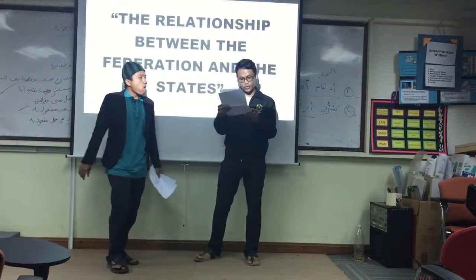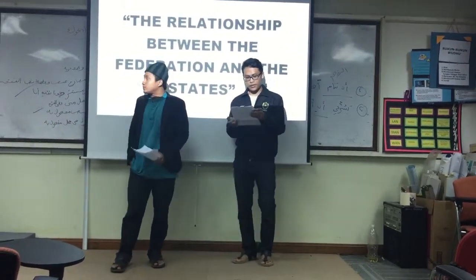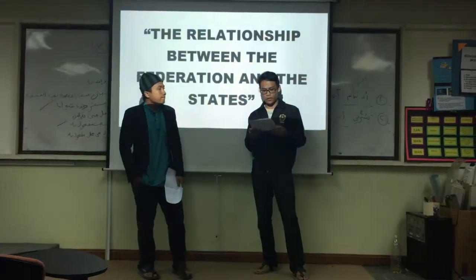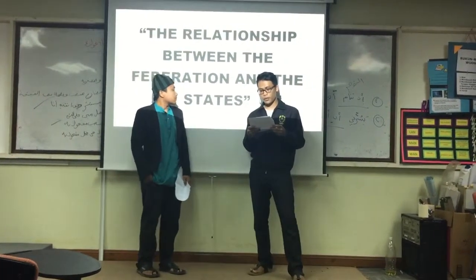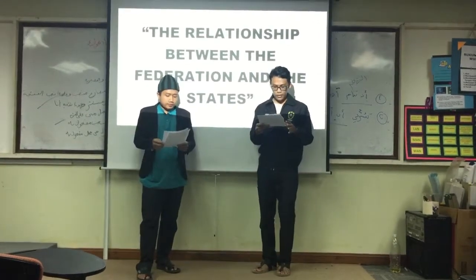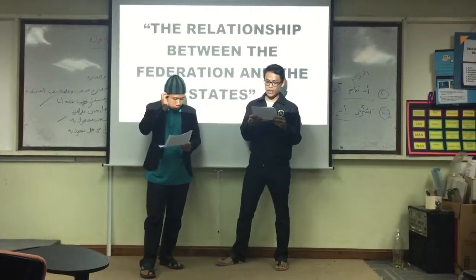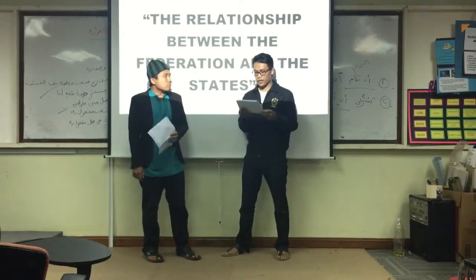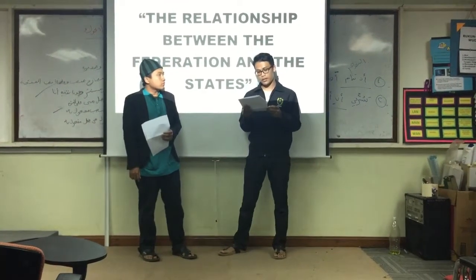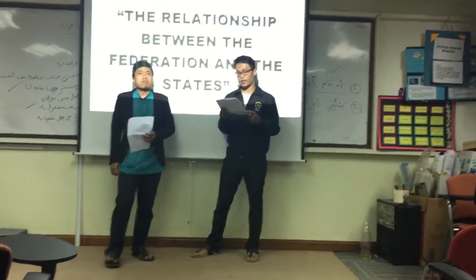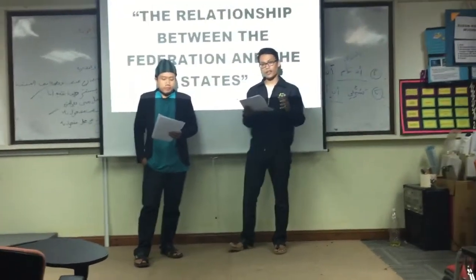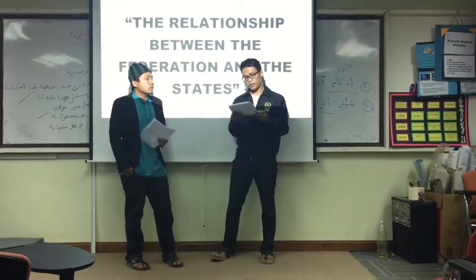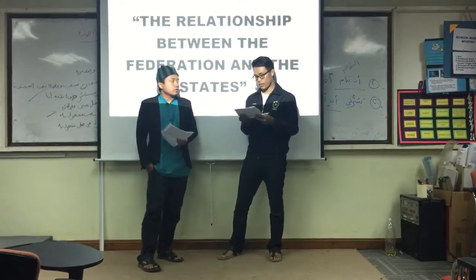Okay, the third is distribution of executive powers. The division of the executive power follows that of the legislative powers. The executive authority of the Federation extends to all matters on which the Federal Parliament may make laws, and the executive authority of the state extends to all matters on which the legislature of the state may make laws. The executive authority of the Federation does not extend to matters enumerated in the state list, except insofar as is set out in Articles 93 to 95, nor to matters enumerated in the concurrent list, except insofar as laid down by federal or state law.